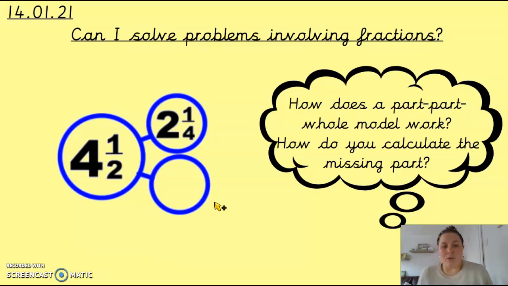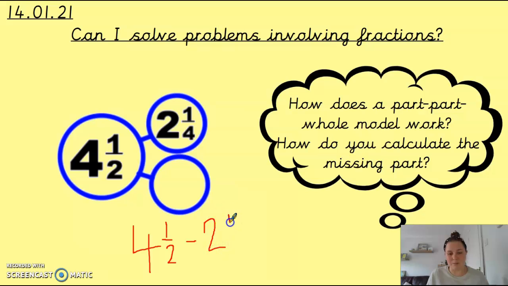Okay, so to find out a missing part, you would have to do the whole, take away the part that you have already. So we would be doing the calculation 4.5 take away 2.25. Okay, that's how we solve the problem. And then it just comes to simply calculating it. So we're going to have to use everything that we've learned this week.